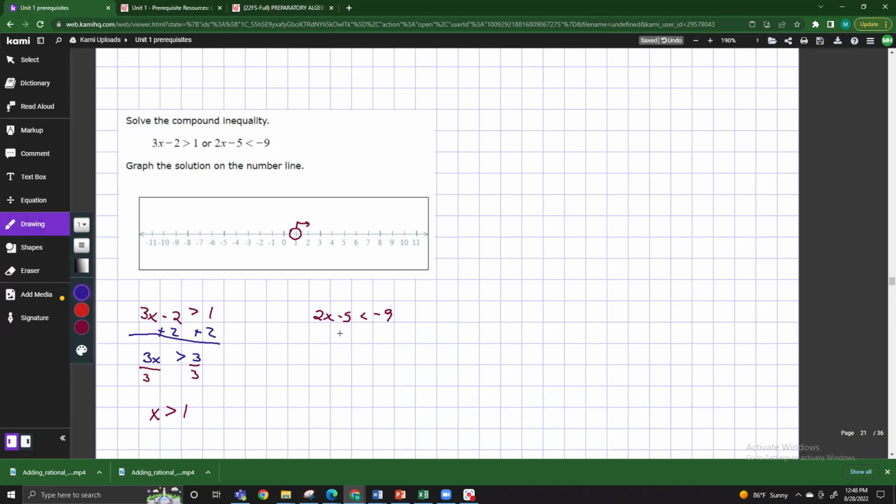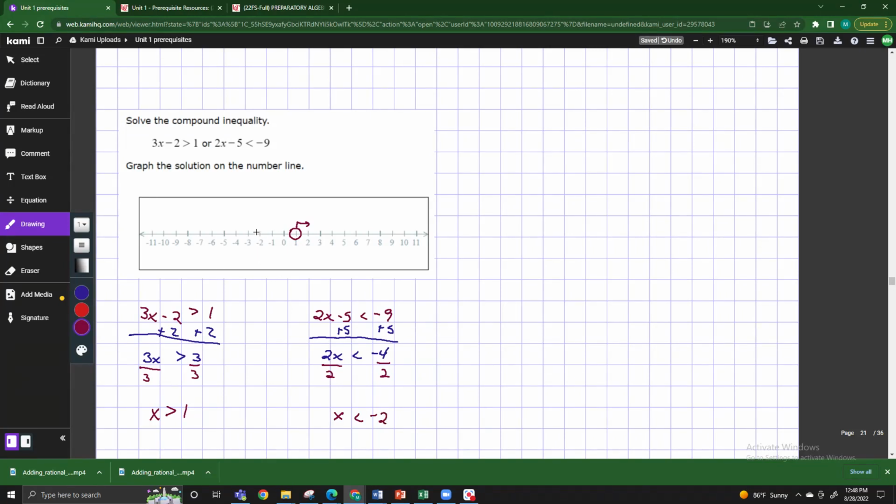Solve the other inequality. I'm going to add 5. And I've got 2x < −4. I'm going to divide both sides by 2. Even though my answer is going to be negative, I don't get to flip the inequality because of what I'm dividing by. I'm dividing by a positive, so I'm perfectly fine keeping the inequality the way that I want. So that's −2. So x < −2.